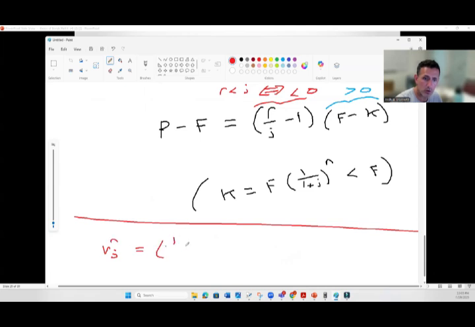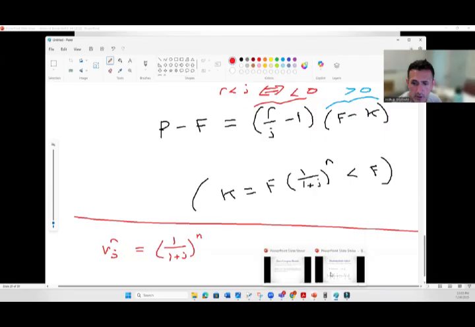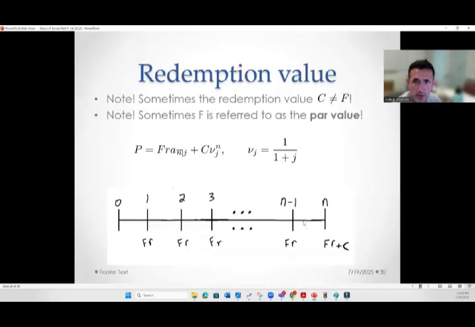Well, Vj is 1 over 1 plus J, and then raised to the N. So this is just discounting by N periods. And F is, for some odd reason, usually referred to as a par value when C is not equal to F. It's a little strange, but I guess it is what it is.